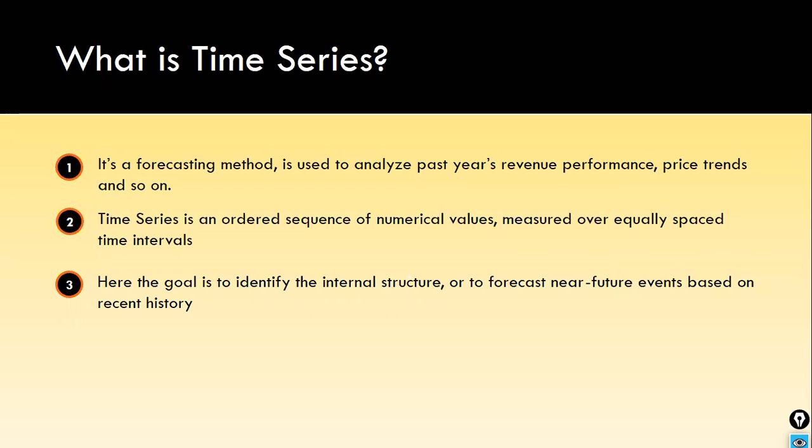For example, you want to forecast next week the sales performance, or you want to forecast the next week stock price. You need to use the last week's data here. So in that case, last week, 5 days, right? 5 days data, you need to have it in sequence. In the case of revenue, last 7 days data, you need to have it in sequence. There should not be any gap in between. Here, the goal is to identify the internal structure, to forecast the near future events.